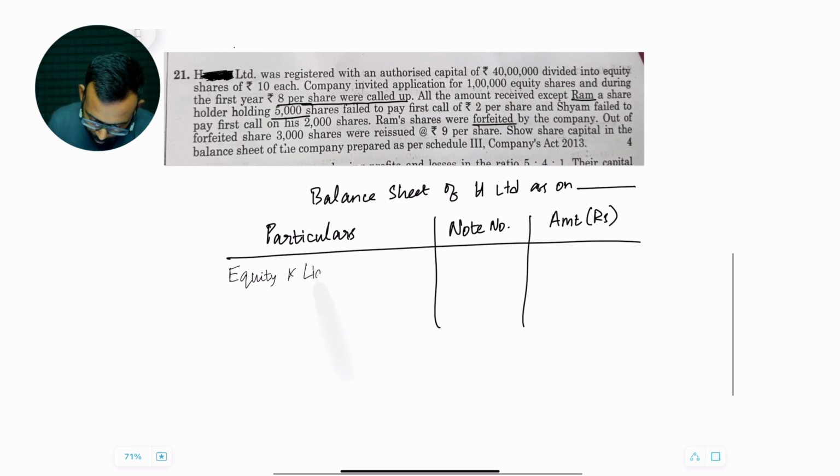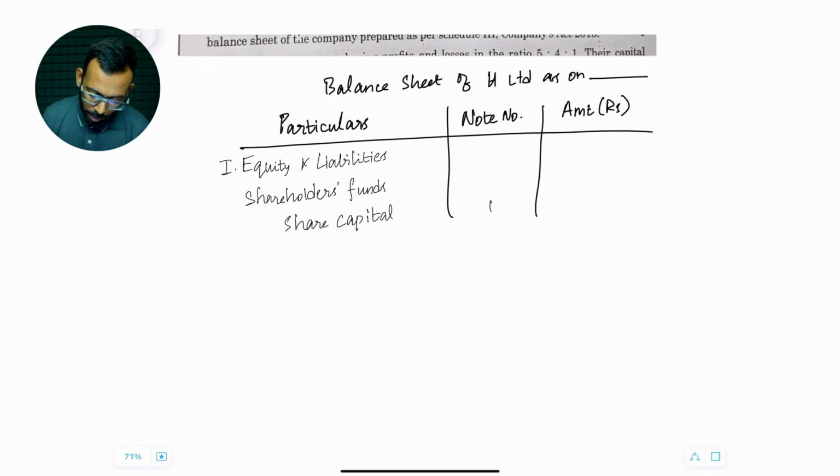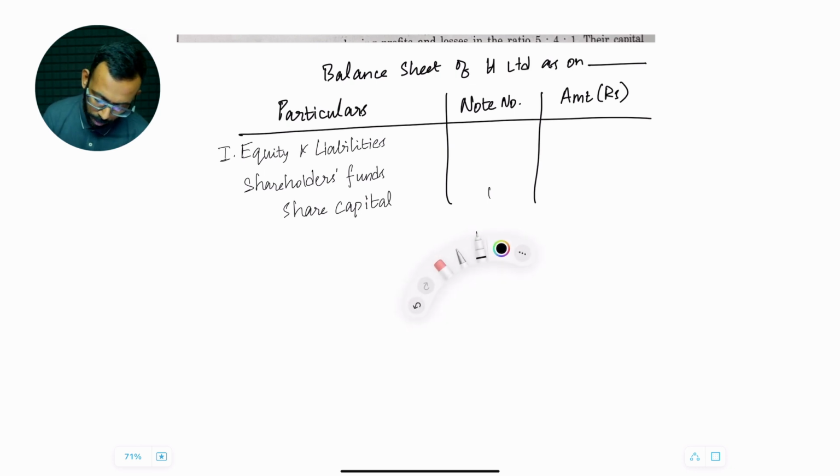The side heading, then I will start and I will write shareholders funds, and then we will write the heading share capital. Note reference 1. I am leaving the amount column open. Only when I finish notes to accounts I will know how much it is going to be. So I am going to the next subtopic, which is notes to accounts.